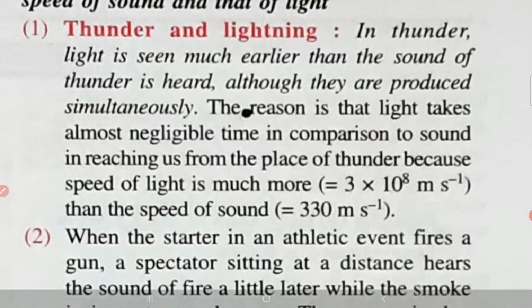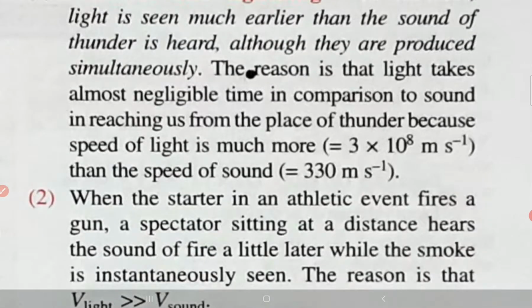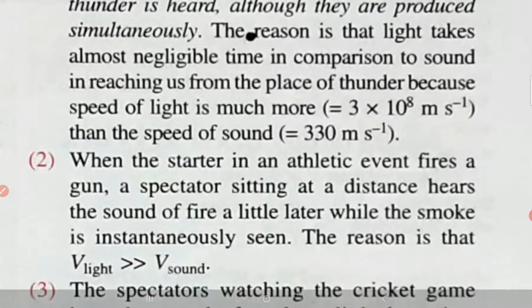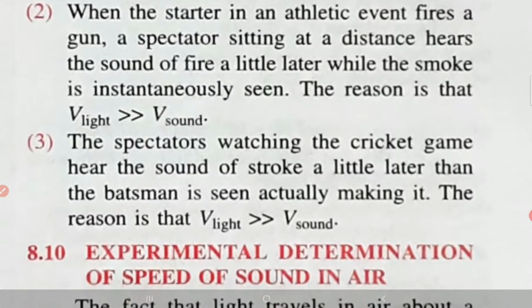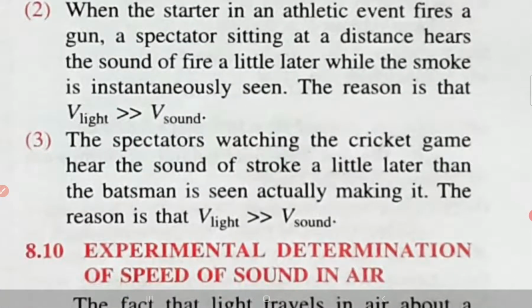Number 2, when the starter in an athletic event fires a gun, the spectator sitting at a distance hears the sound of the fire a little later, while the smoke is seen instantaneously. The reason is that the speed of light is much more than the speed of sound. Number 3, spectators watching a cricket game hear the sound of a stroke a little later than they see the batsman actually making it. This is again because light travels faster than sound. These are a few examples where you can see that light travels faster than sound.